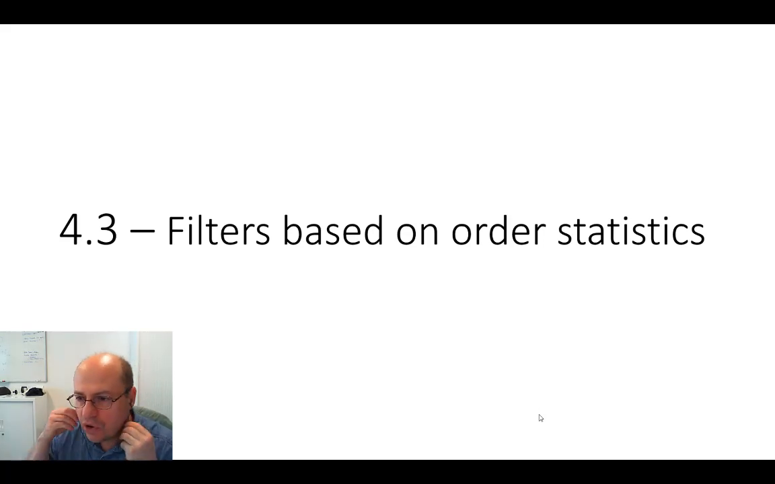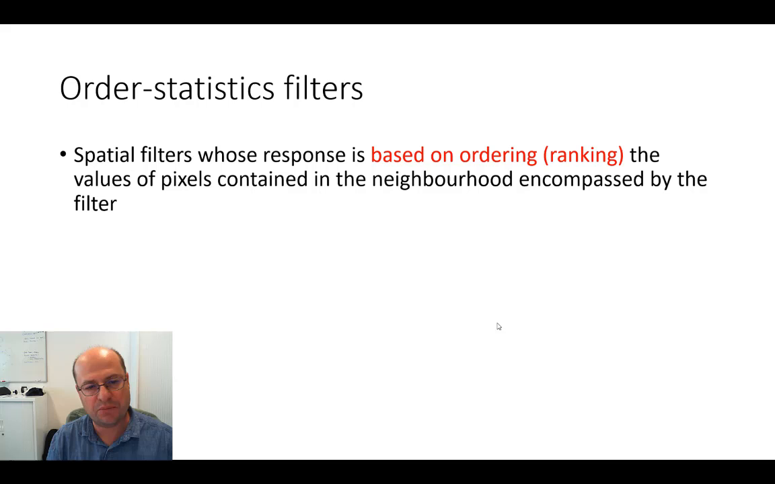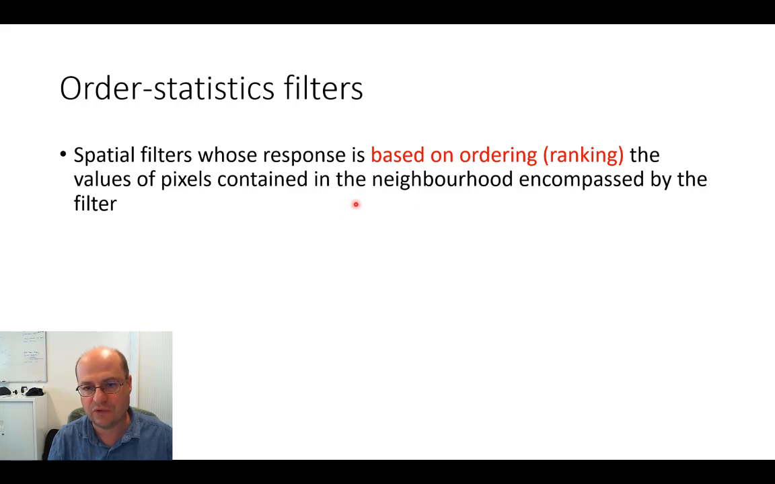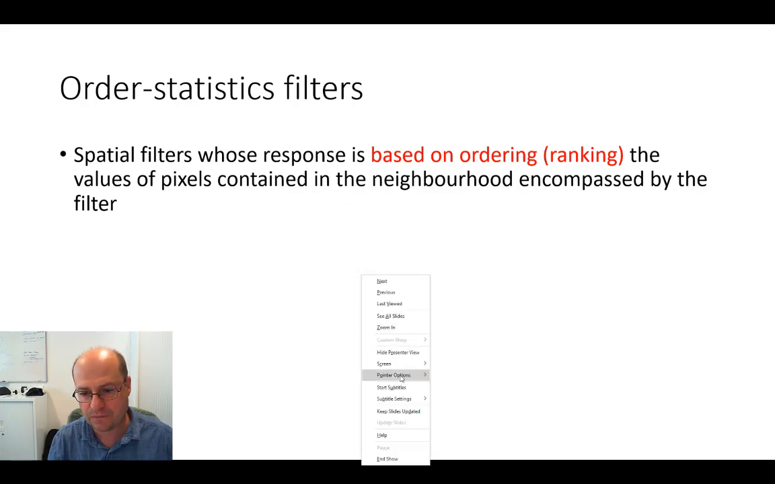Filters based on order statistics. These are basically spatial filters whose response is based on ordering or ranking the values of pixels contained in the neighborhoods encompassed by the filter. We are still talking about a moving window here.